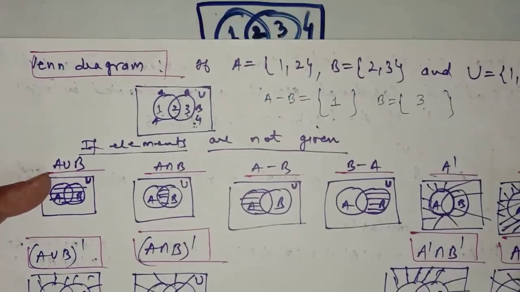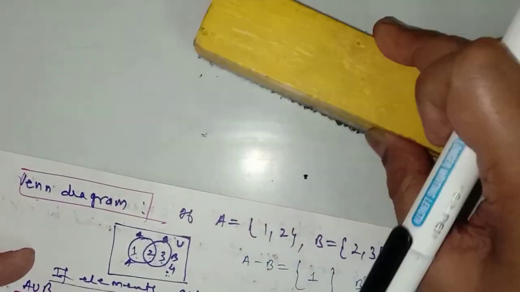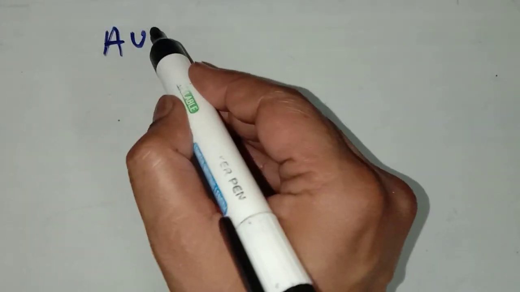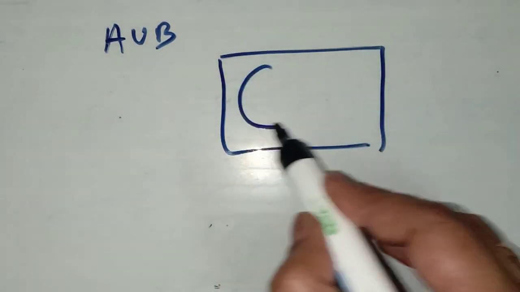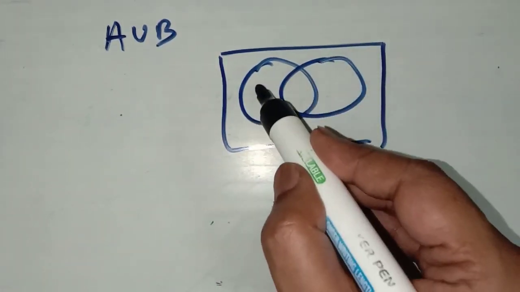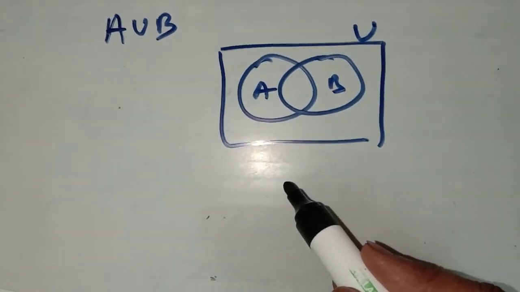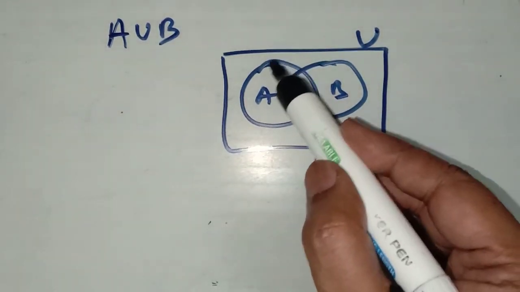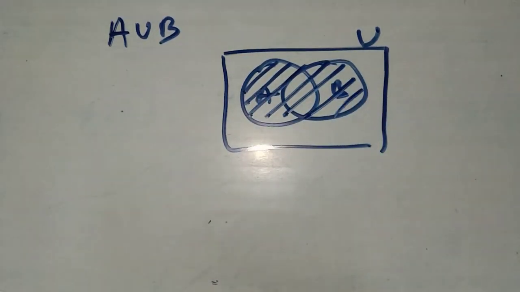For example, suppose you have to draw the Venn diagram of A union B. You know the meaning of union. This is set A, this is set B, this is the universal set, and you have to mark A union B. A union B means the total elements of A and B. This is A union B, that is what you have to shade.